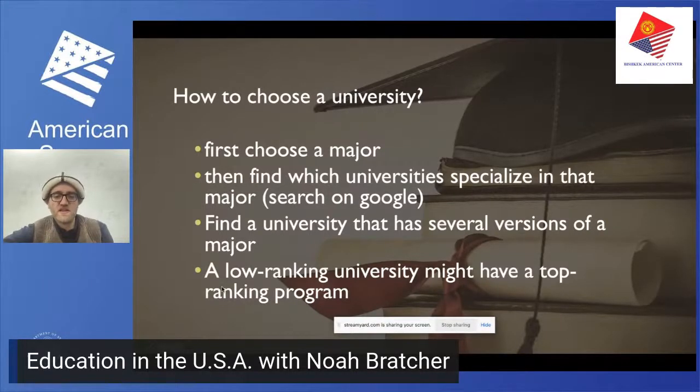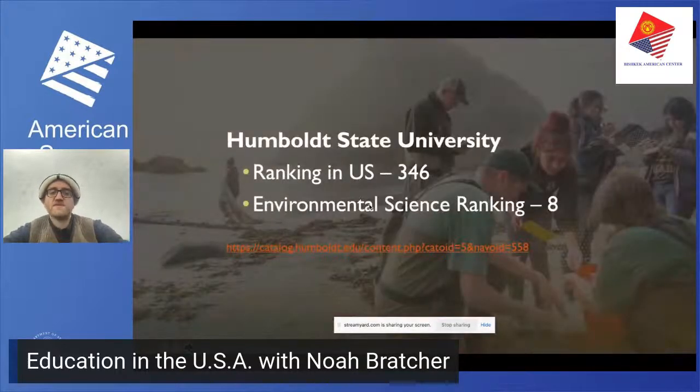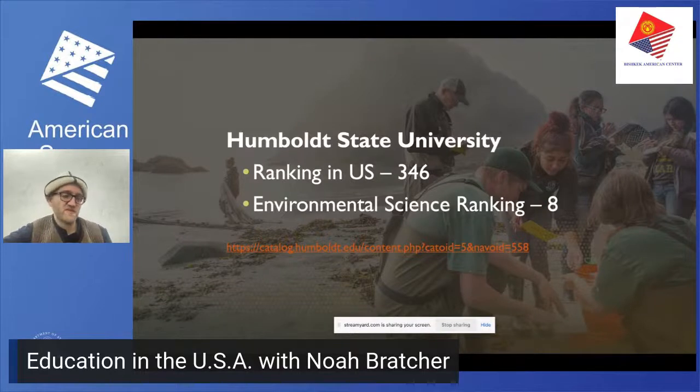Another thing to consider, a low-ranking university might have a top-ranking program. So, for example, Humboldt State University's ranking in the U.S. is really low, 346 out of however many universities there are in the U.S., but its ranking in environmental science is 8, right? So of all the universities in the U.S., it's the 8th in environmental science, right? So I'll show you some evidence of this.